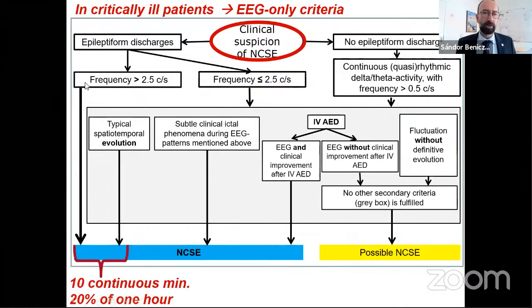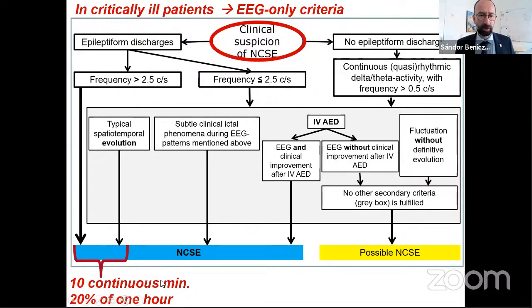So for these two criteria, the frequency beyond 2.5 hertz of the epileptiform discharges and the typical evolution, you need at least 10 continuous minutes of this EEG phenomenon. Or if they are fragmented, then in total you need 20% of 1 hour. Why? Because we know that this seizure burden is as detrimental for the outcome as the continuous 10 minutes.